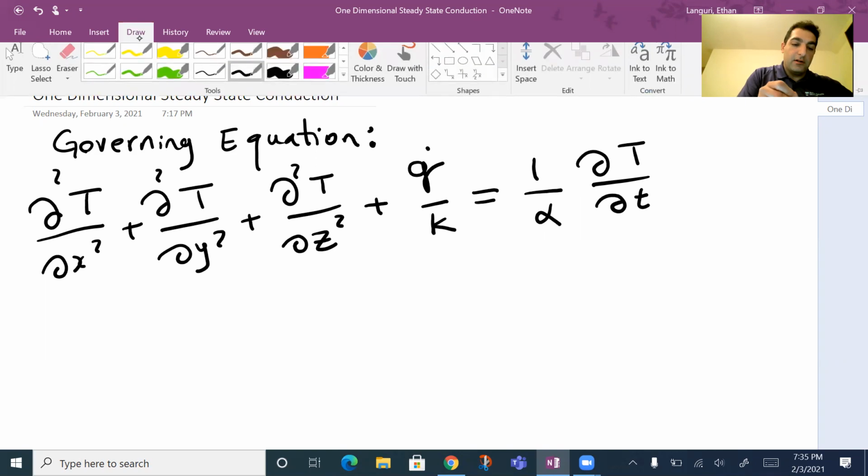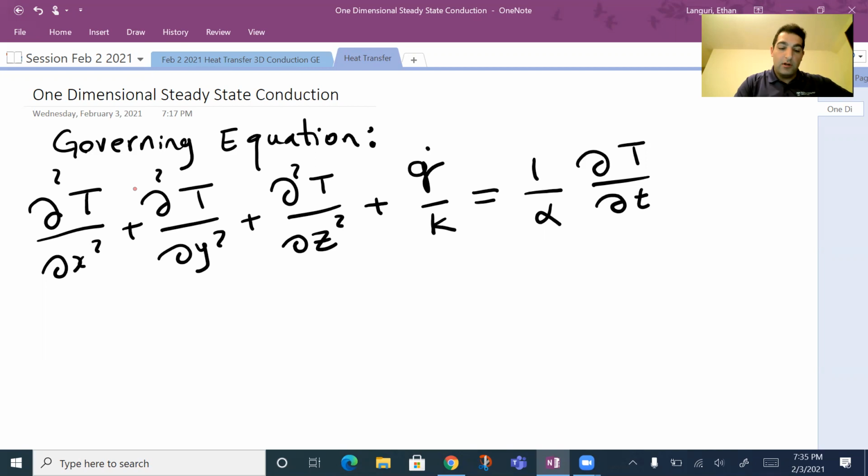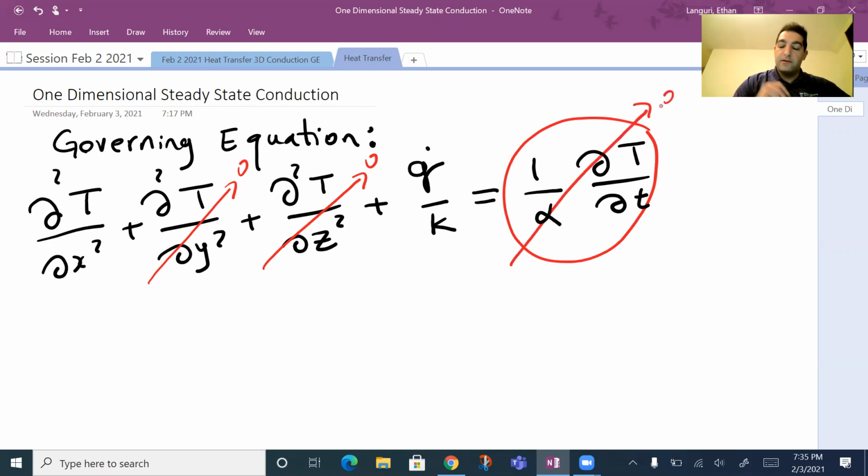For today's discussion, we are focusing on one-dimensional, which means let's keep one dimension and drop the other two. Let's drop the y and z dimensions and keep the x direction. So we have ∂²T/∂x², and as you can see, it's a 1D steady state. Whenever we have a steady-state condition, the time-dependent term becomes 0. So boundary conditions are constant. They don't change with time.